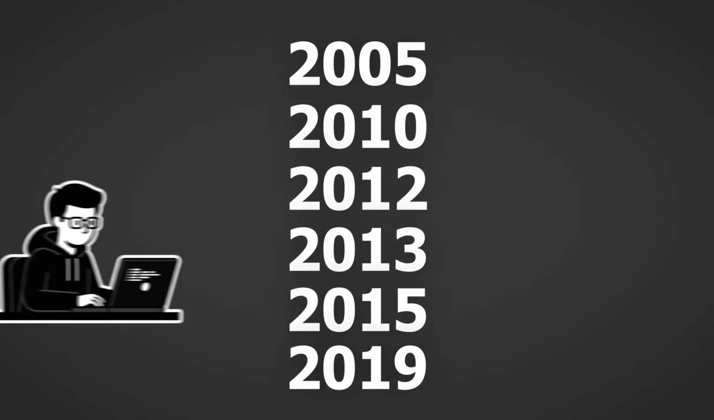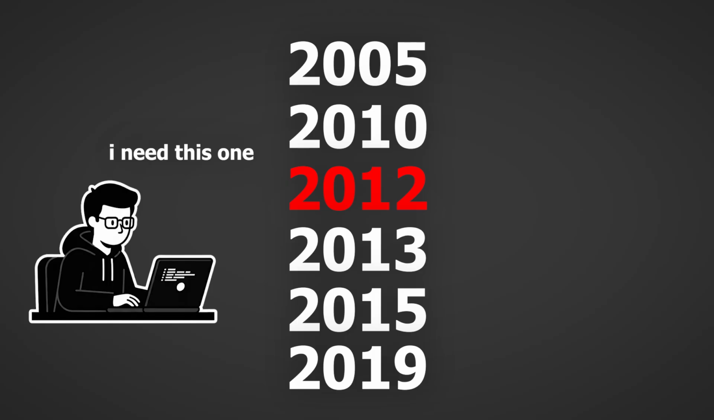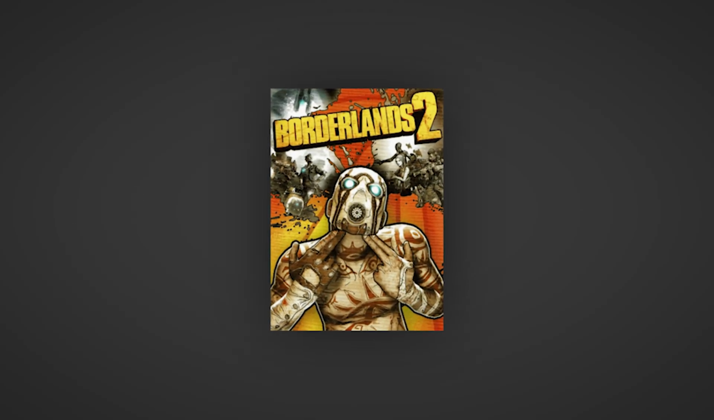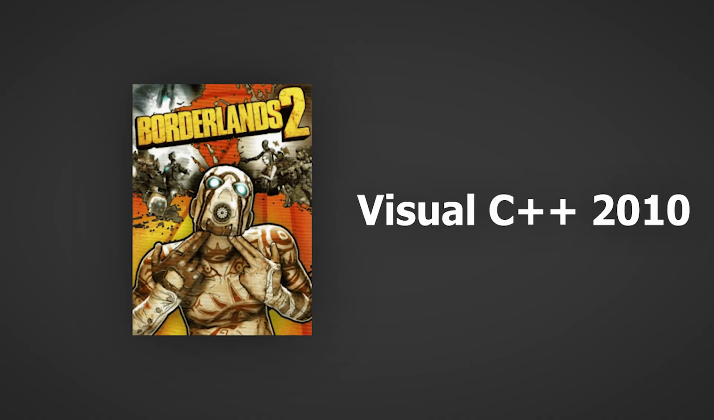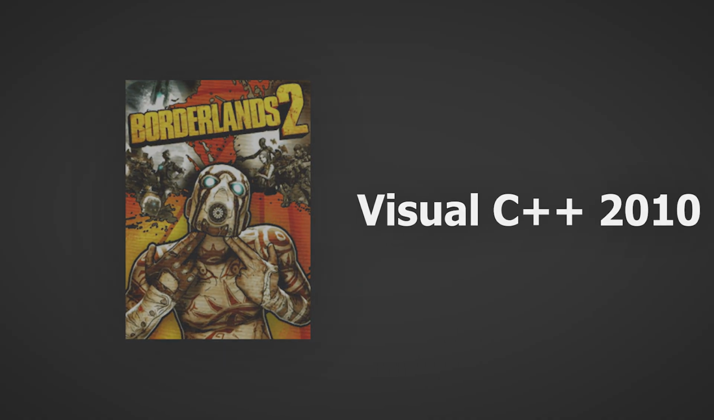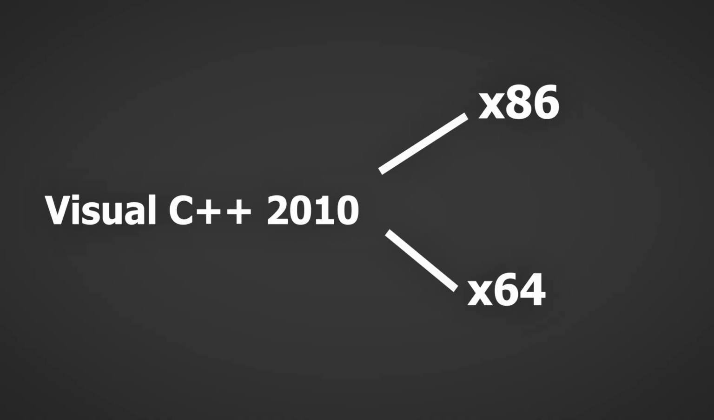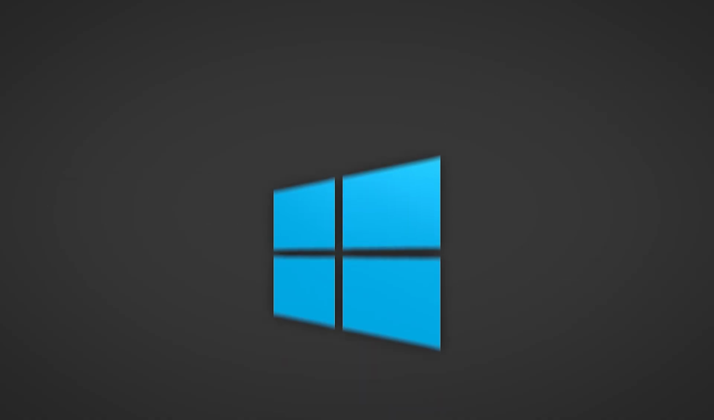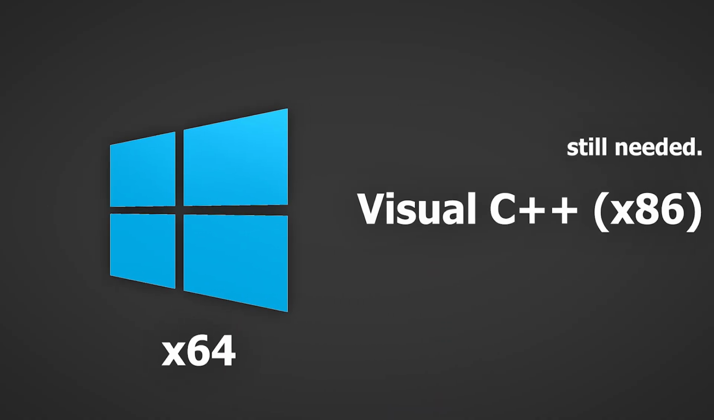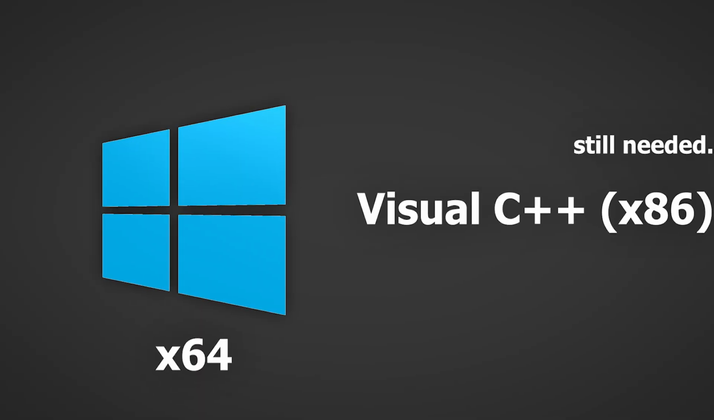Every few years, Microsoft releases a new version of Visual C++, and developers build their programs using whichever version was current at the time. That game you installed from 2012, built with Visual C++ 2010. And here's where it gets messy. You also have both 86 and 64 versions. That's 32-bit and 64-bit. Even if you're running 64-bit Windows, 32-bit programs still need the 32-bit Visual C++ versions.